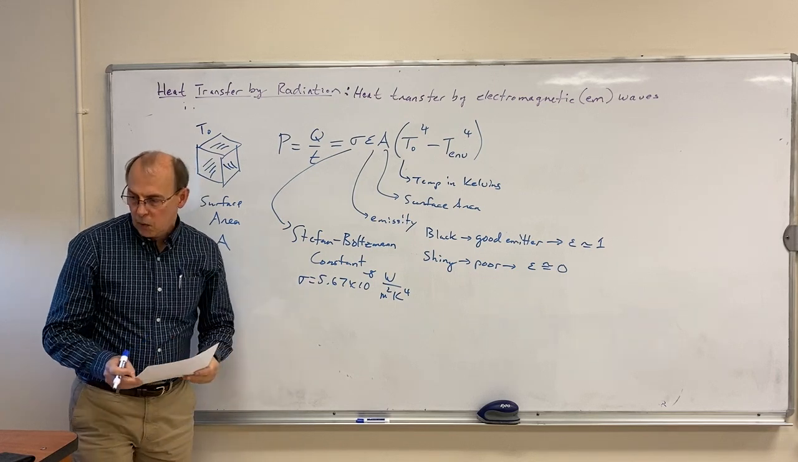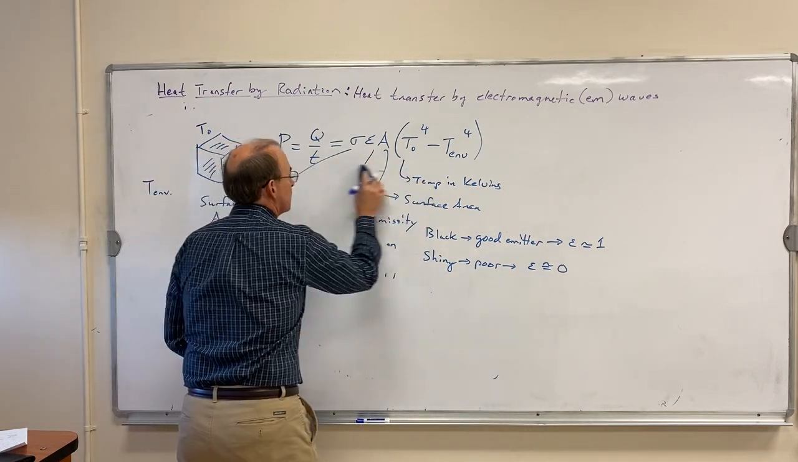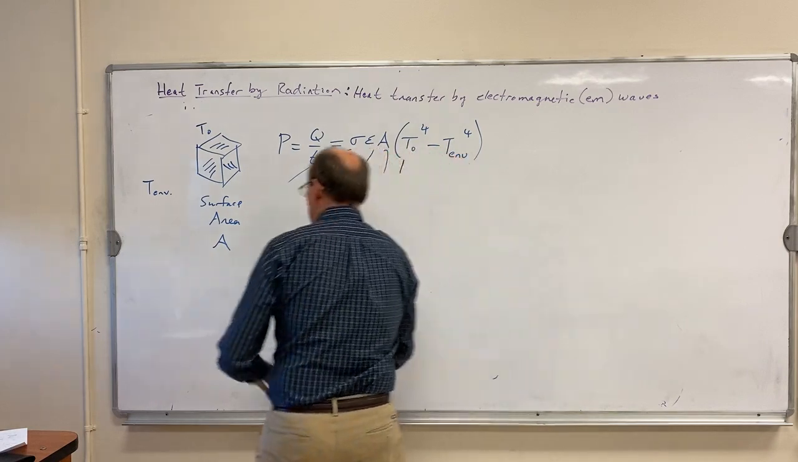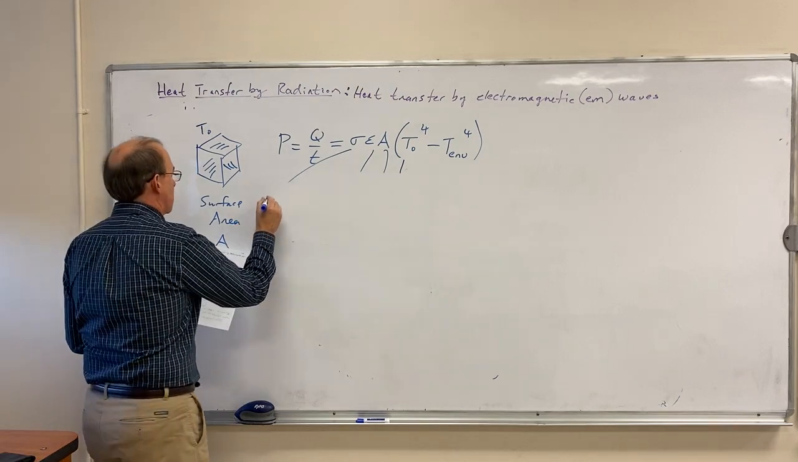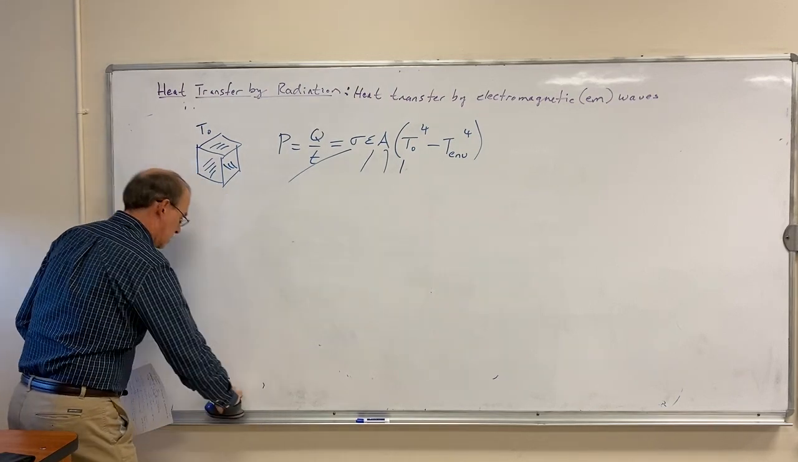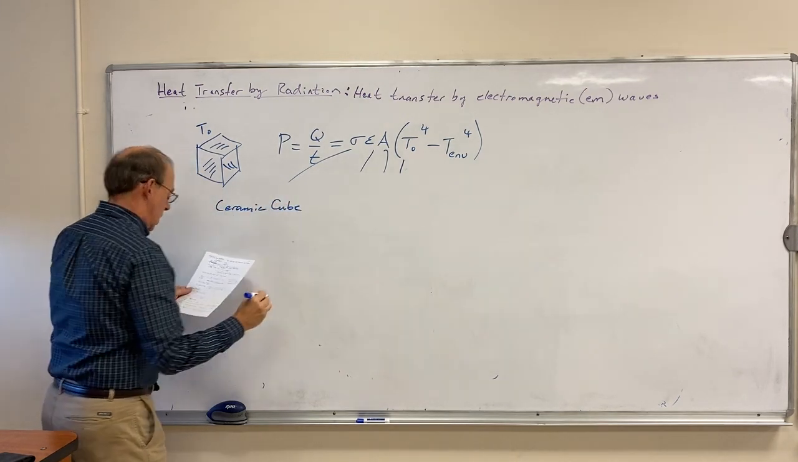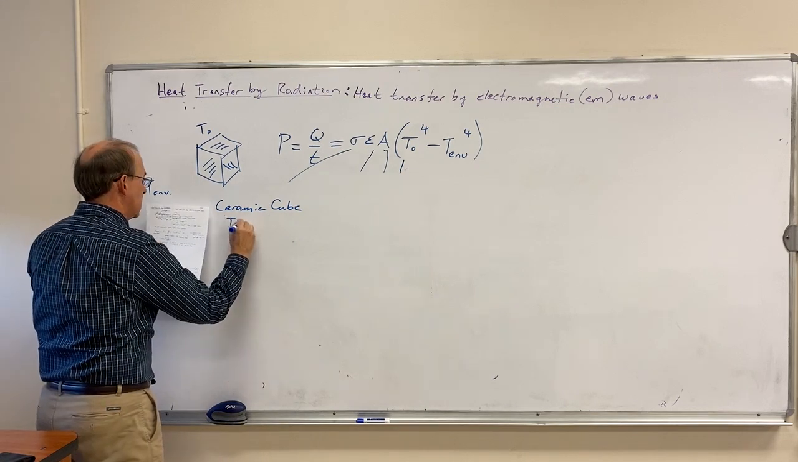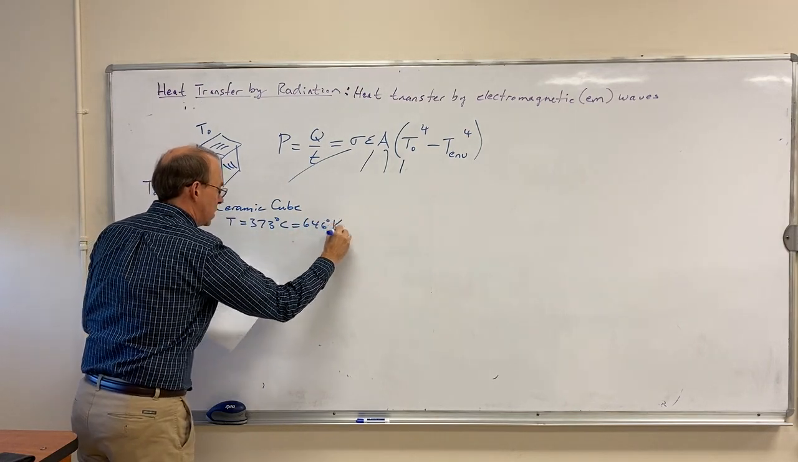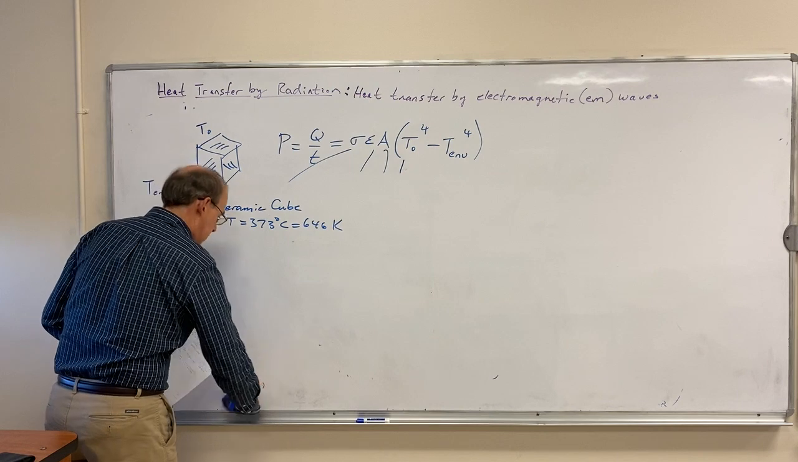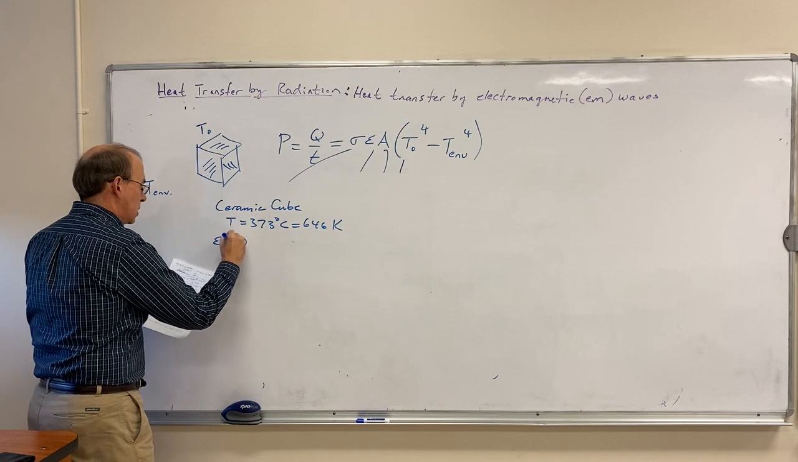So let me do an example for you, and then of course we'll practice it in class. I'm going to do an example of power transfer from a cube, like I have drawn here, and I'm going to let it be a ceramic cube. I'm going to let the ceramic cube be at T equal 373 degrees Celsius. This is 646 Kelvin. Actually, we don't use the degree symbol with Kelvin, so 646 Kelvin. For ceramic, we're going to let the emissivity be approximately 0.7.